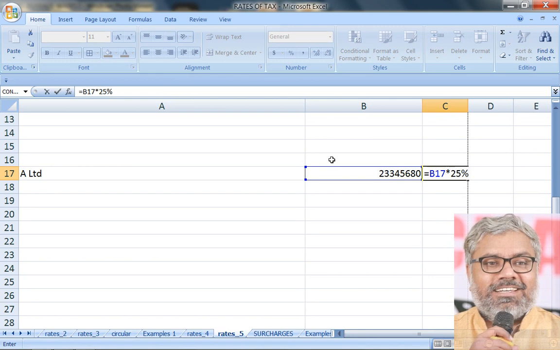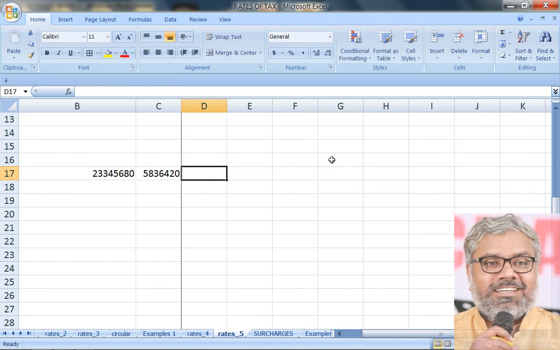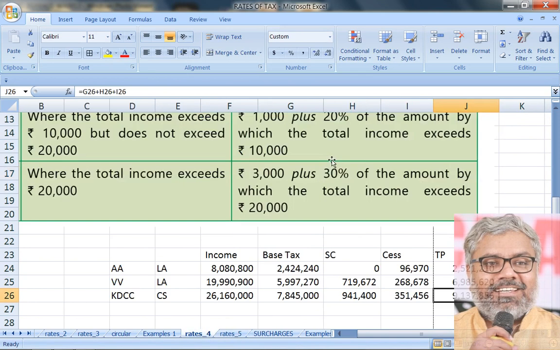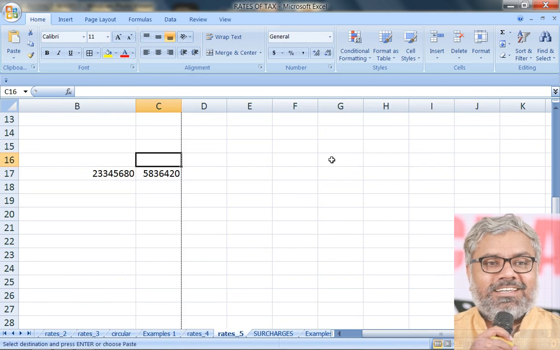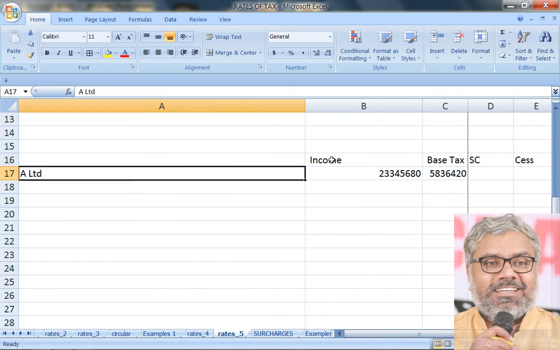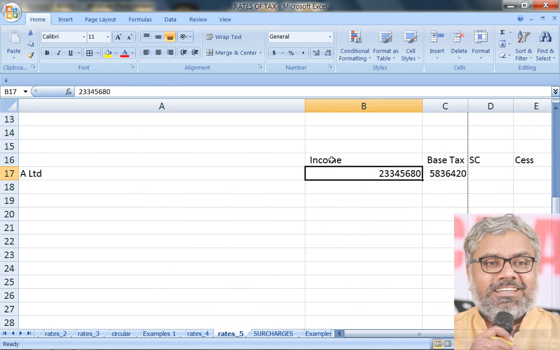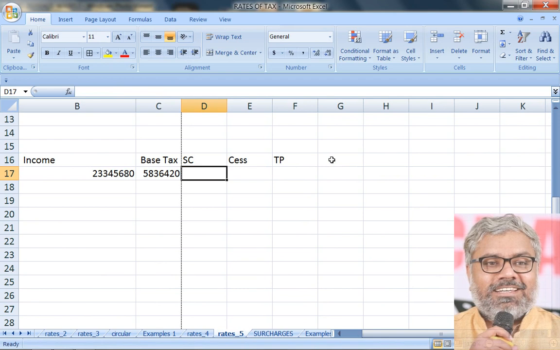So the 25% rate is applicable as base tax on the income of the company during the previous year. This is base tax. Once we have base tax, then surcharge will come. These are the same things: income, base tax, surcharge, cess, and total tax payable. Base tax is there already. Surcharge will be how much here? Domestic company, and income is more than 1 crore but less than 10 crores. Then what is the surcharge rate applicable?